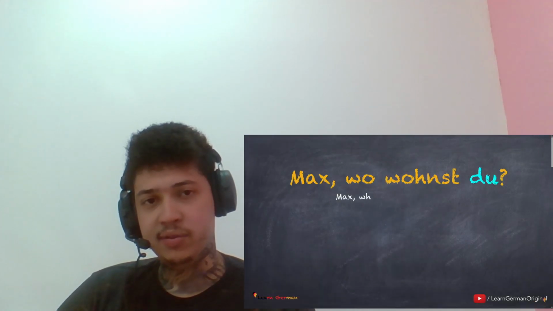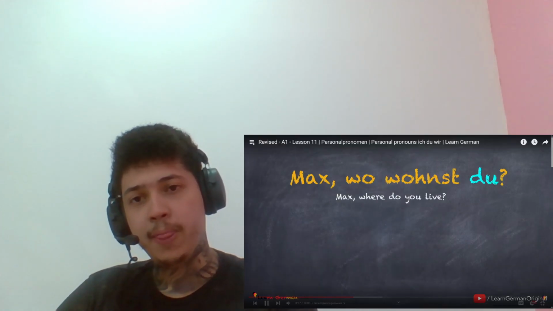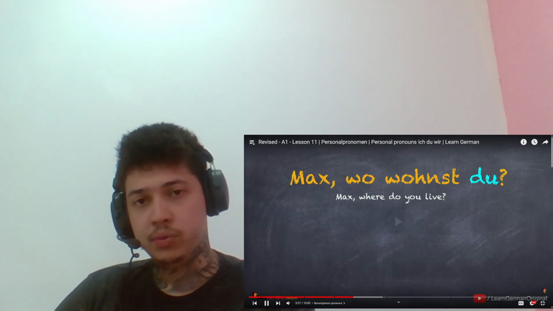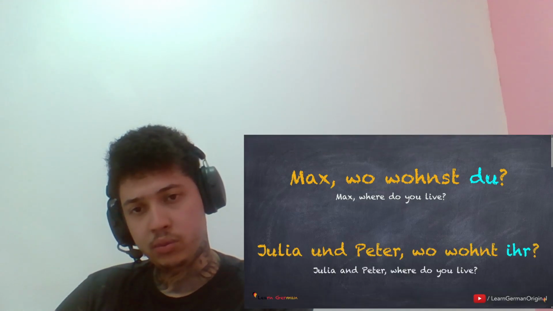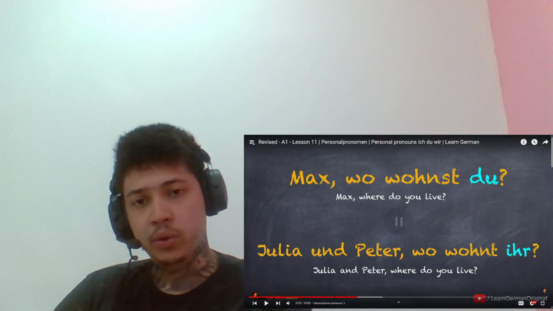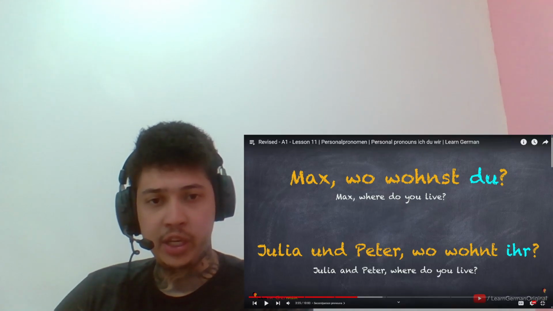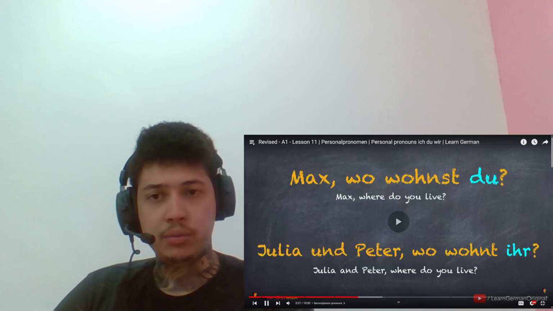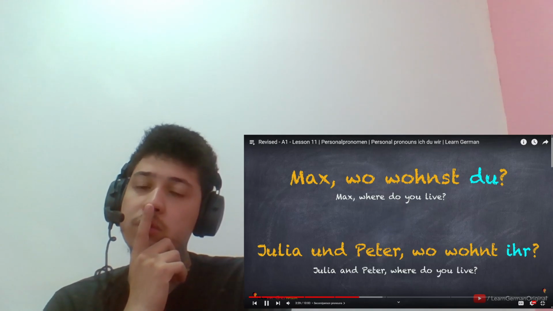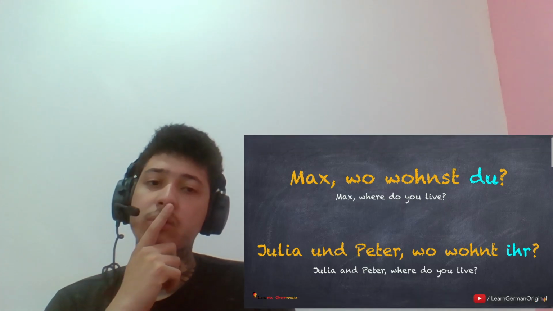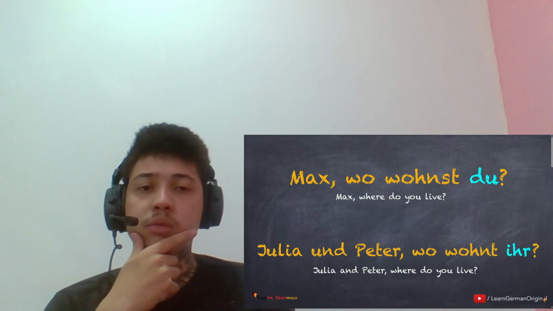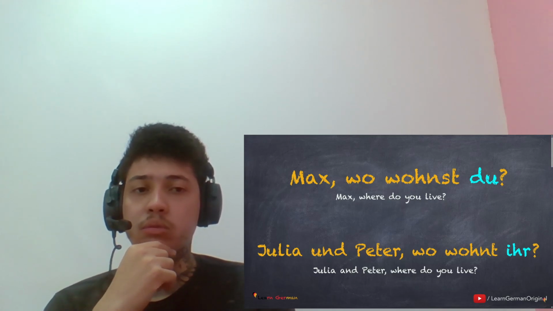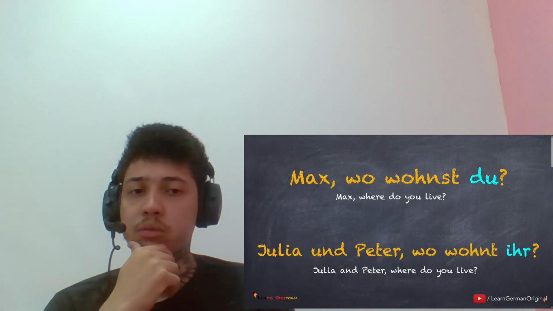Max, wo wohnst du? Max is a single person. Hence, we use du. Julia und Peter, wo wohnt ihr? Here we are talking to two people. Hence, we use the pronoun in plural, ihr. Do remember, since the situation is informal, you will address the people with their first names.